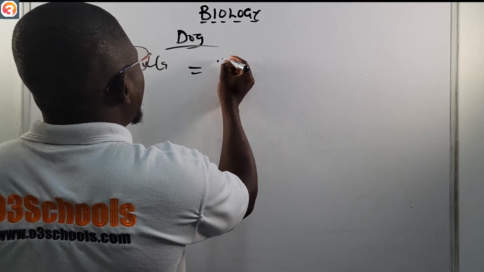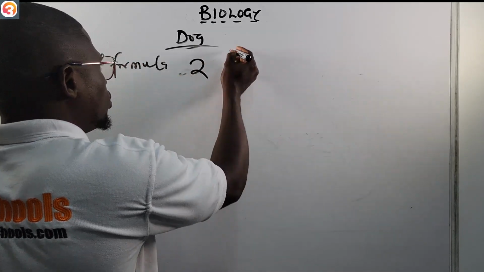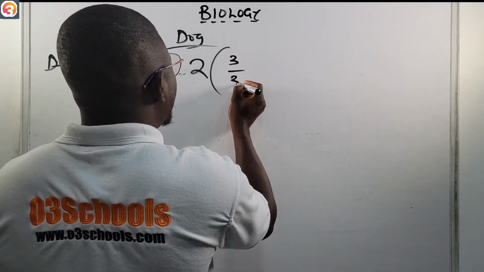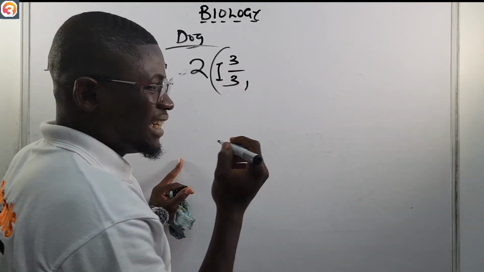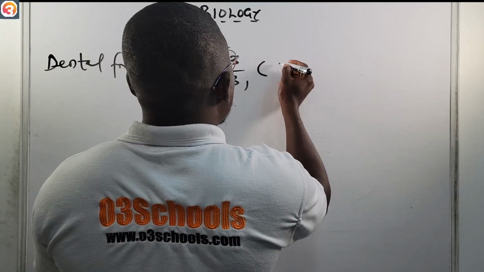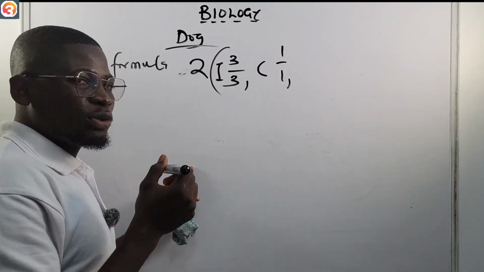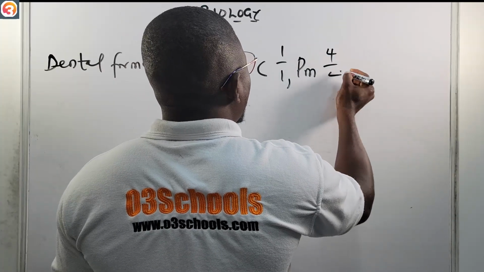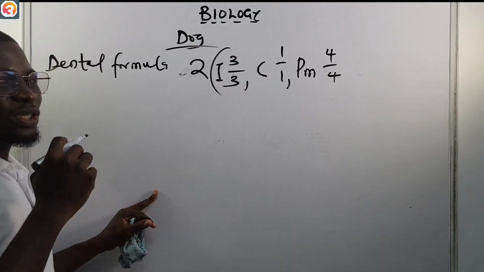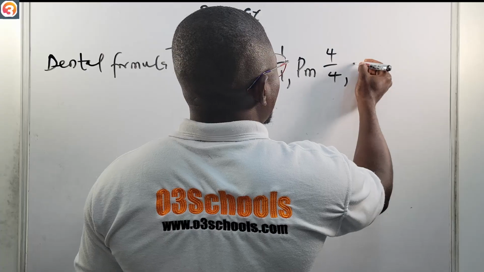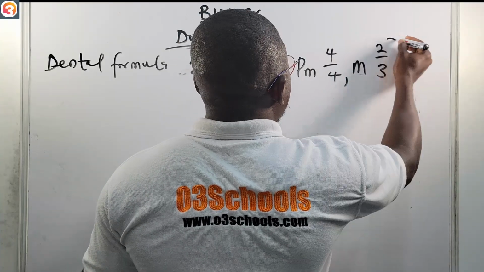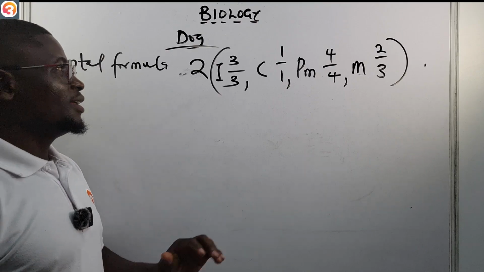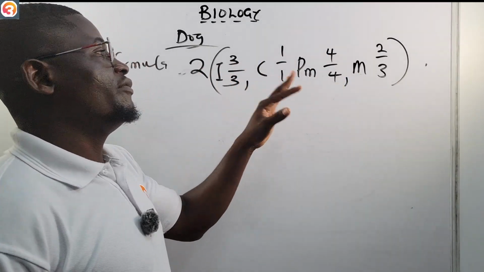It's equal to 2 also into, then you're going to have 3 over 3 for incisors. Then the next one is the canine, you have 1 over 1. Then the next one is your premolar, your PM, you have 4 over 4. Then the last one is your molar, which is 2 over 3. All right. So this is the dental formula for a dog. Okay. 3, 1, 4, 2 over 3, 1, 4, 3.